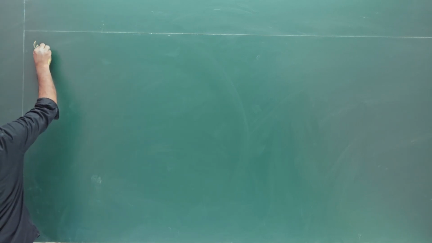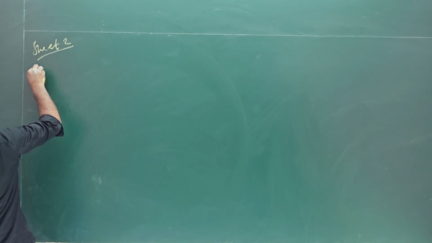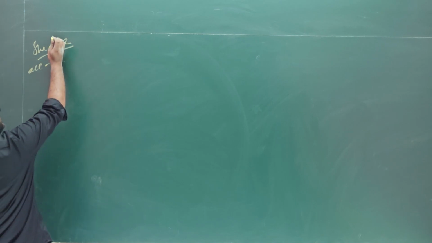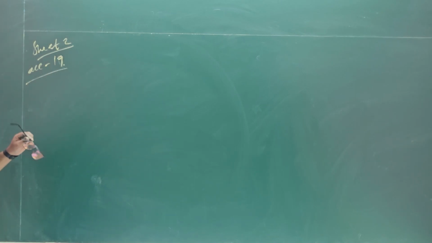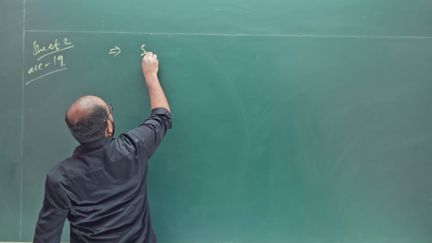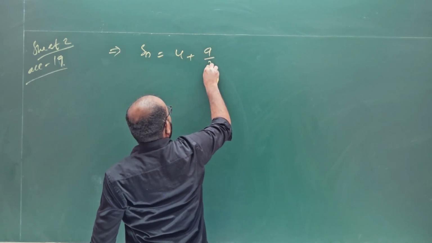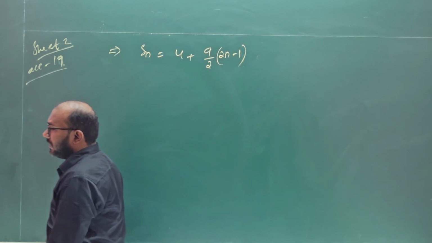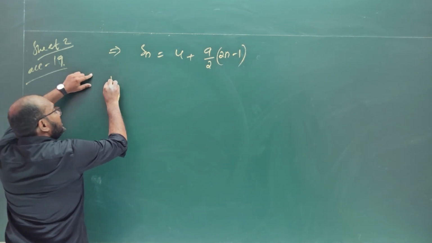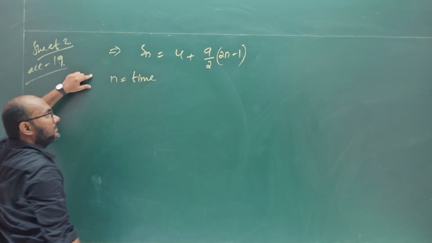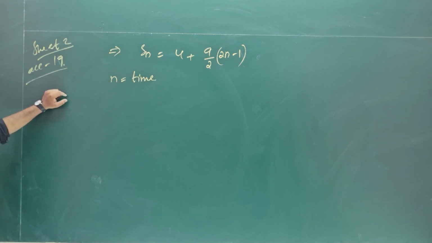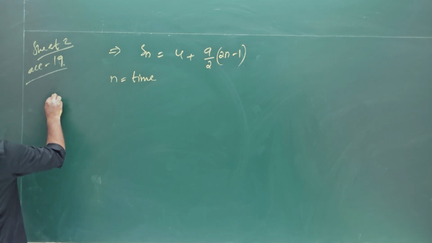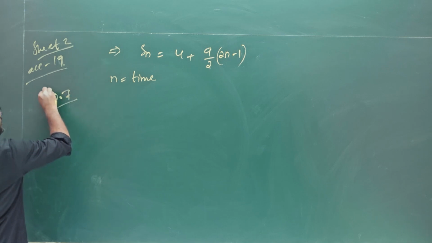Okay, shall I now move to the same sheet, number 2, acceleration, question number 14, 19? Now, we have an equation like this: Sn is equal to u plus a by 2 into (2n minus 1). What did I tell you? This n is nothing but time. And the question is, can we apply this formula for 0.7 seconds?